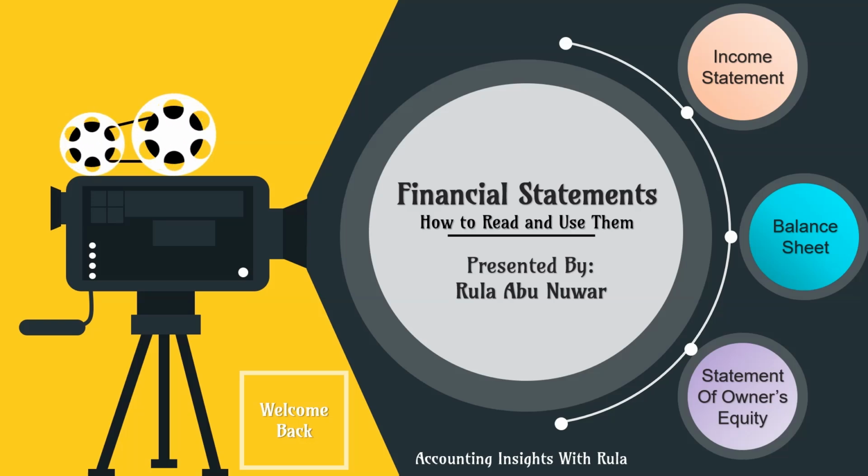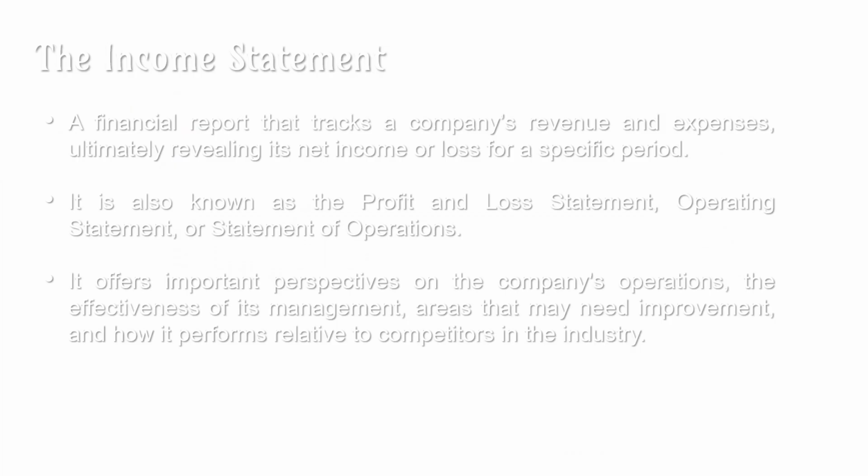Today, we'll explore three key financial statements: the income statement, the balance sheet, and the statement of owner's equity. You'll learn how to read and use these reports to understand a company's profitability, financial position, and changes in equity. By the end of this session, you'll clearly understand how these documents work together to provide a complete picture of a business's financial health. Let's get started.